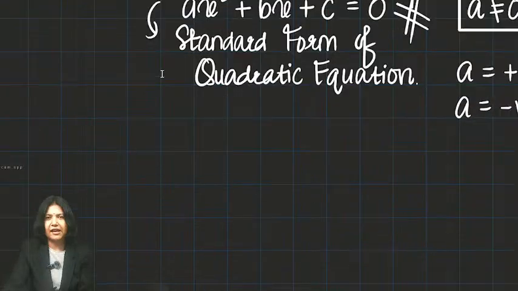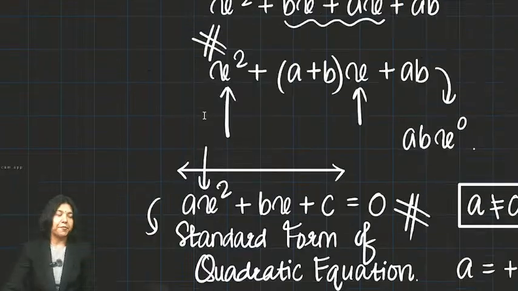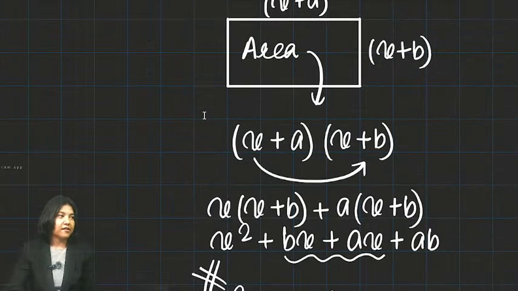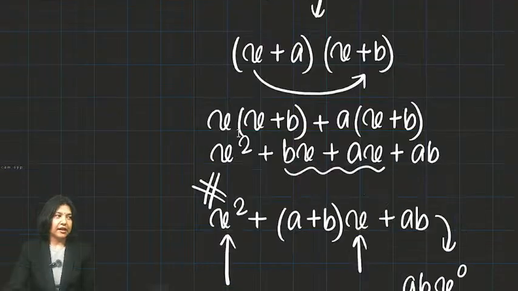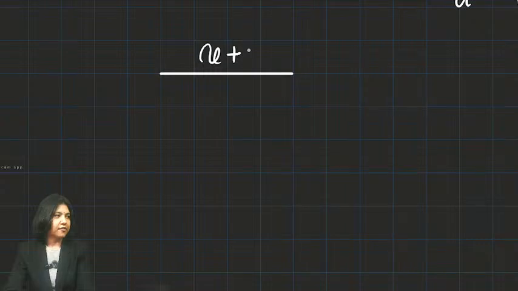Okay, so I'm going to show you the simplest method of solving a quadratic. Remember the example that I took, I'm going to take a similar example and show you how you get a quadratic expression. So let's say I have a length. Length is x plus 3. And now the breadth is x plus 2.